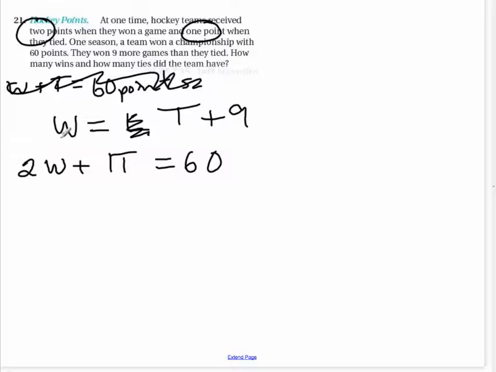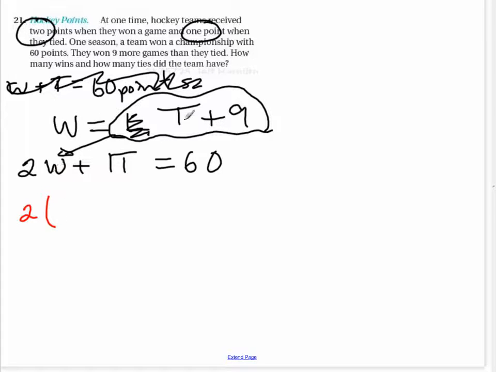So now I've got two equations. I can solve them by either elimination or substitution, whichever you want. This one's already solved for W. I might just take that equation and plug it in right where I see a W in that equation. So let's go 2 times W, which I'm saying is T plus 9, plus 1T is equal to 60.